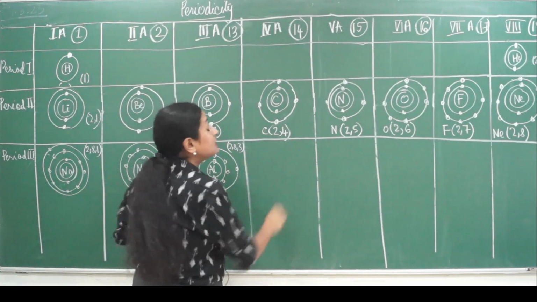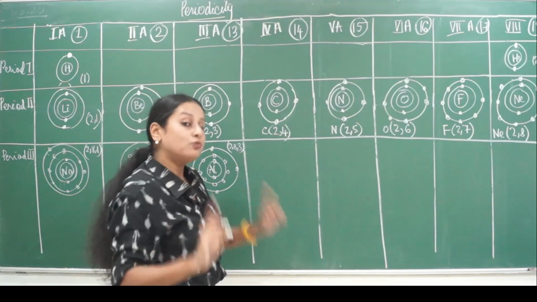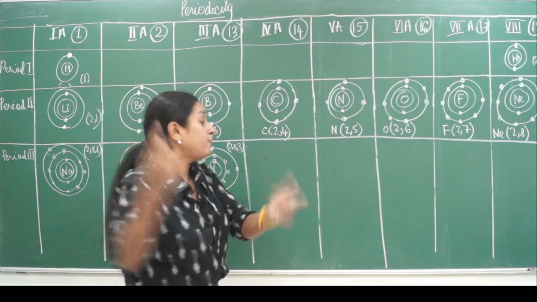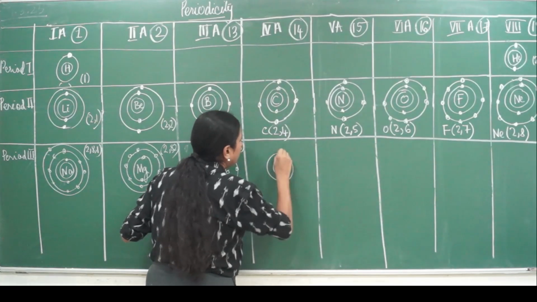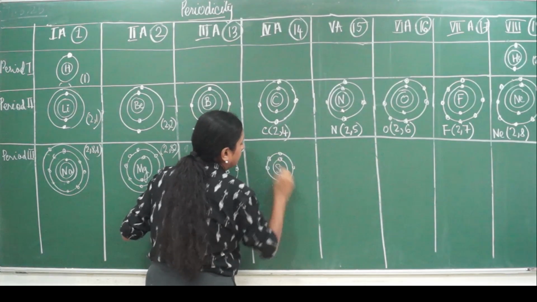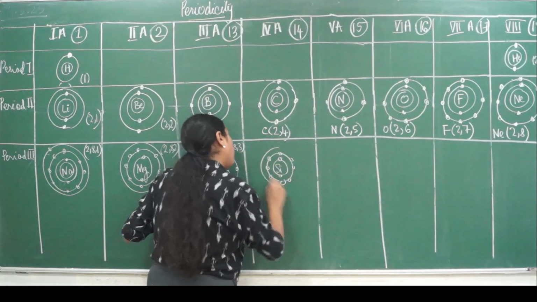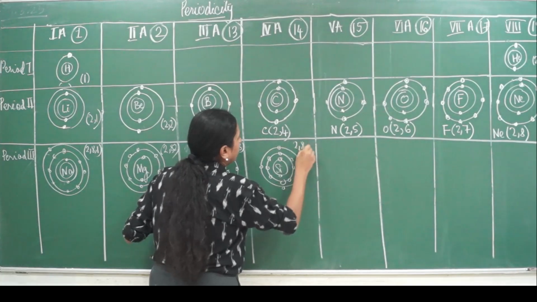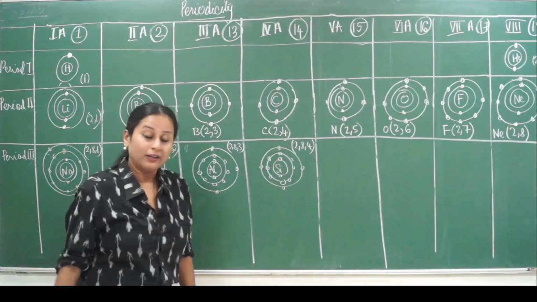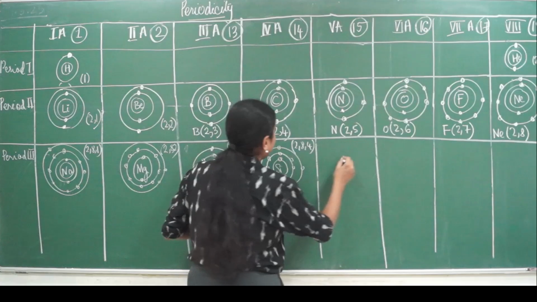Coming to the next member. The next member is silicon. Silicon is 14. So 2, 8, 4. So silicon is 2, 8, 4. Next member.